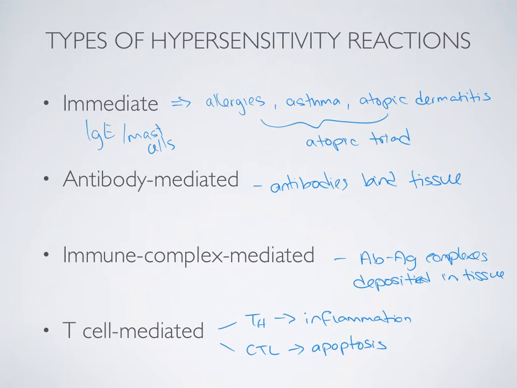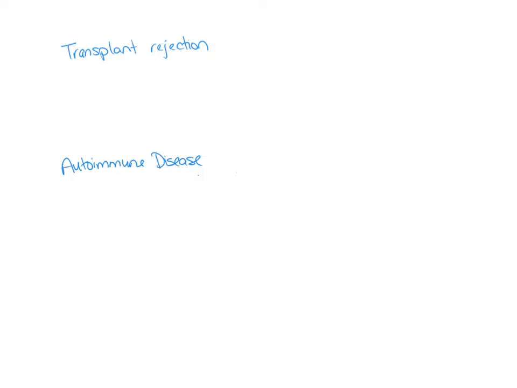So the first three types are really antibody-mediated, and then the last type are all of the T-cell mediated reactions. So what types of hypersensitivity reaction are going on in transplant rejection? We don't want to reject this organ, so it's inappropriate and injurious, so it's a hypersensitivity reaction. What type? Yes. Yes. So type 2, which is your antibody-mediated.